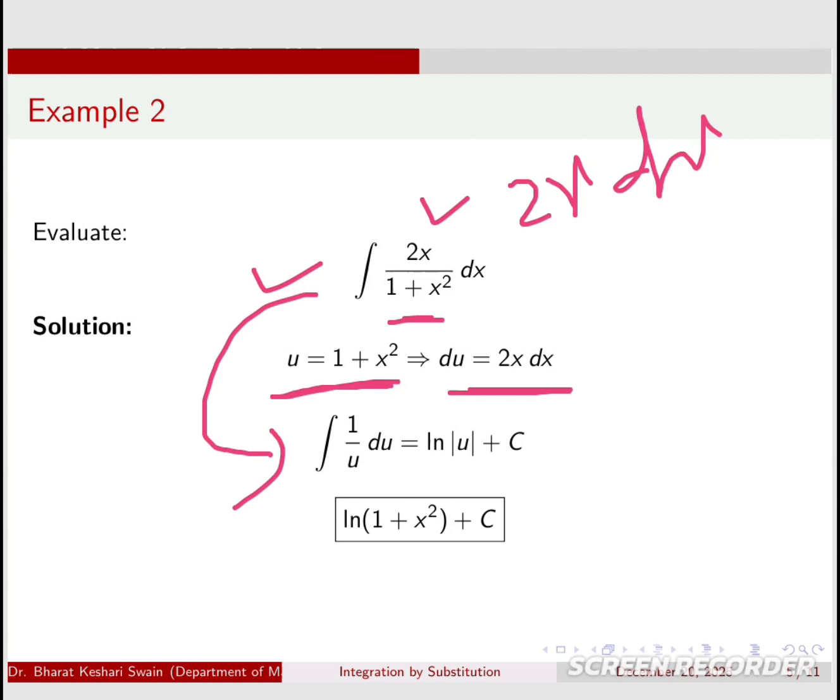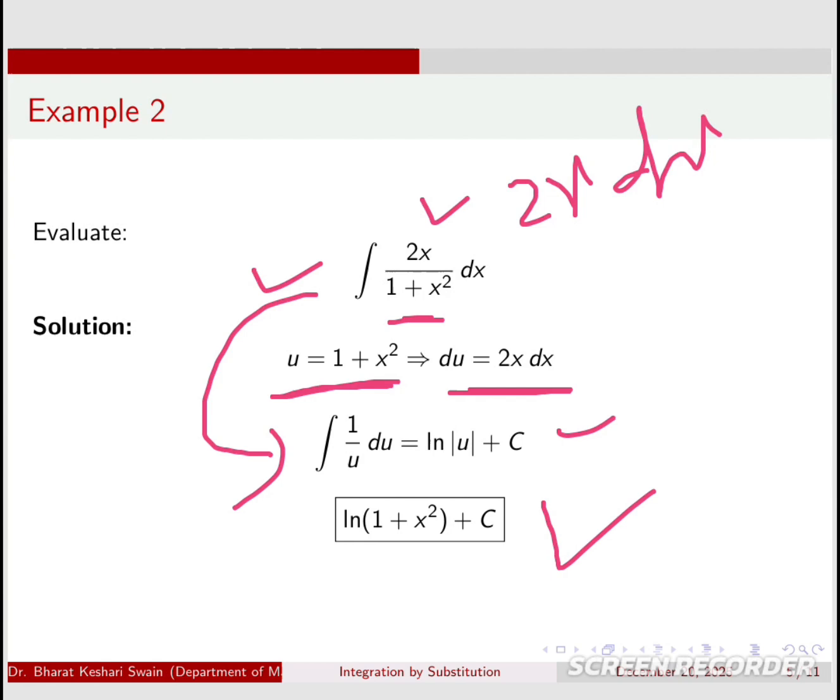So du by u. And what is the formula? It is a direct formula, ln of mod u plus c, and then put the value of u that we substituted before, that is 1 plus x square. So the final answer is ln of 1 plus x square plus c.